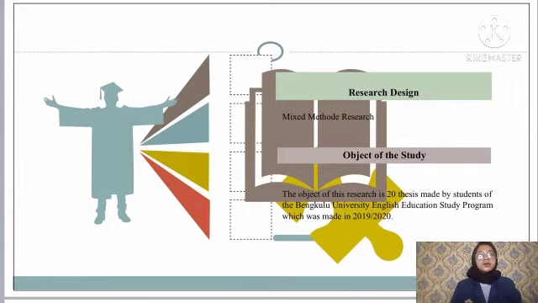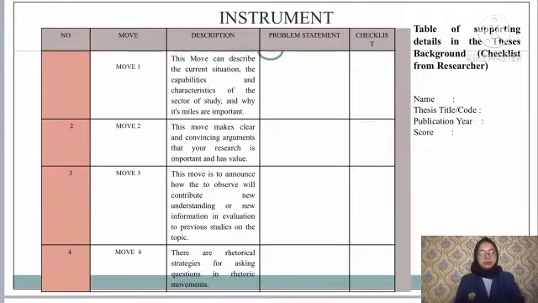And the object of study of this research is theses made by students of the Bengkulu University English Education Study Program, which were made in 2019 until 2020, and the selection criteria are 20 theses to be taken from the archive of the English Education Study Program or the library in Universitas Bengkulu. Instrument. In this research, the instrument was text analysis using a checklist and percentage frequency.